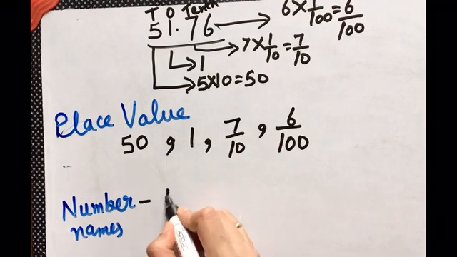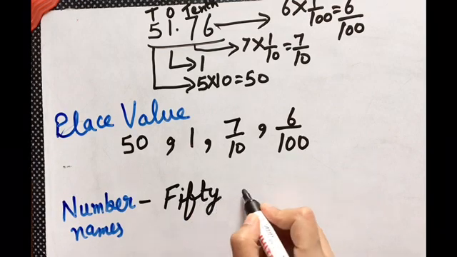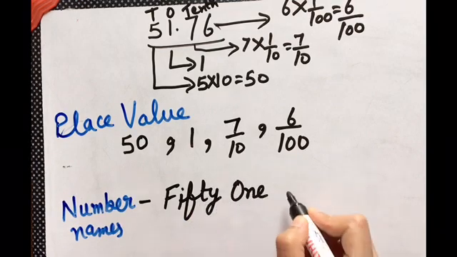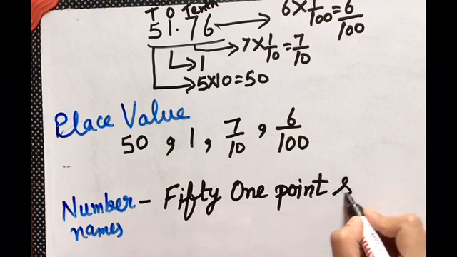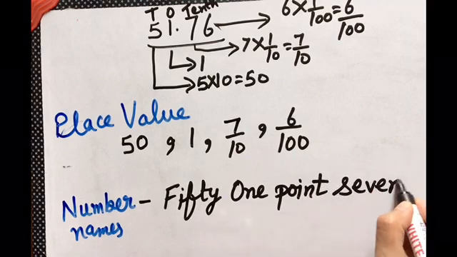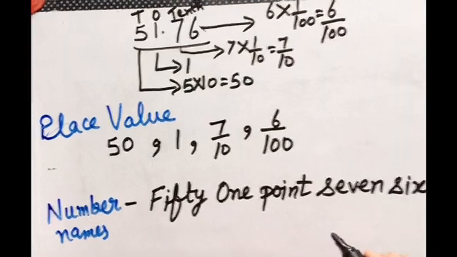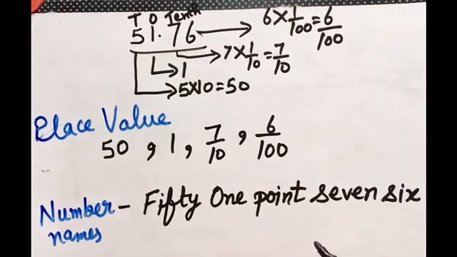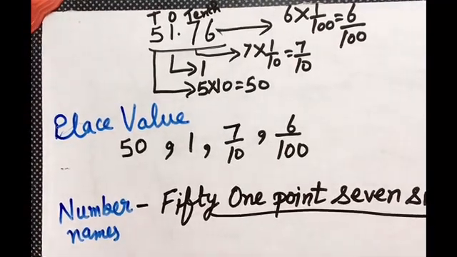Now if you want to write it in words, it is fifty-one point seven six. After the decimal point, we cannot read it like seventy-six. We are going to read it digit by digit: seven, six. Fine.